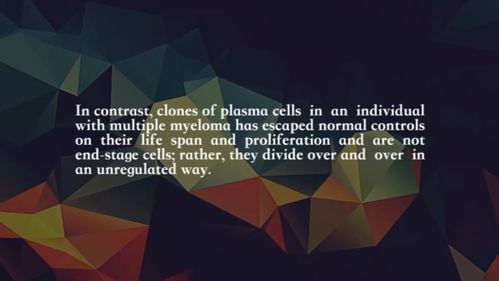In contrast, clones of plasma cells in an individual with multiple myeloma have escaped normal controls on their lifespan and proliferation and are not end-stage cells. Rather, they divide over and over in an unregulated way. Though myeloma cells have been transformed, their protein synthesizing machinery and secretory functions are not altered. Thus, the cell continues to secrete molecularly homogeneous antibodies. This antibody is indistinguishable from the normal antibody molecules, but it's called myeloma protein to denote its source. In a patient afflicted with multiple myeloma, myeloma protein can account for 95% of the serum immunoglobulin.